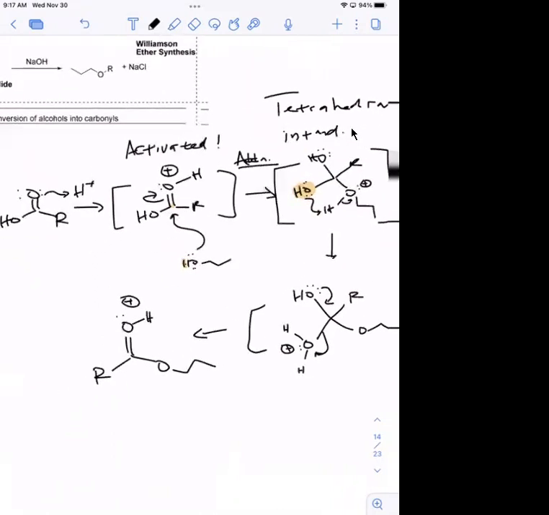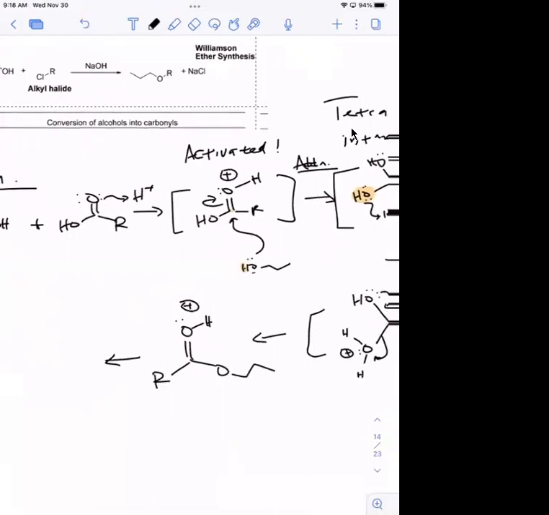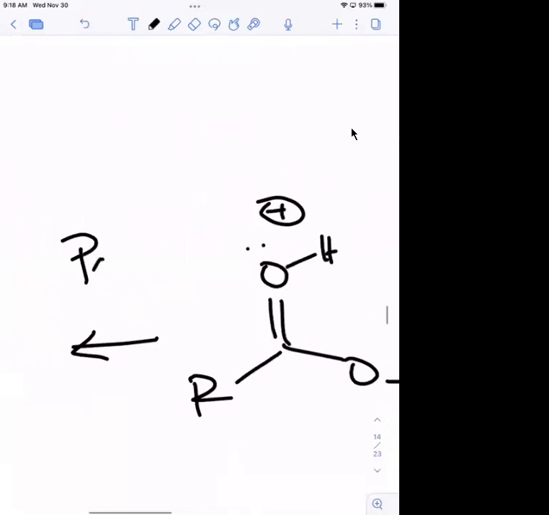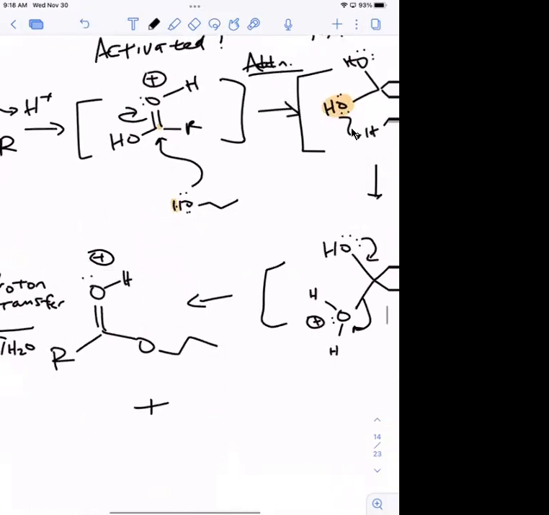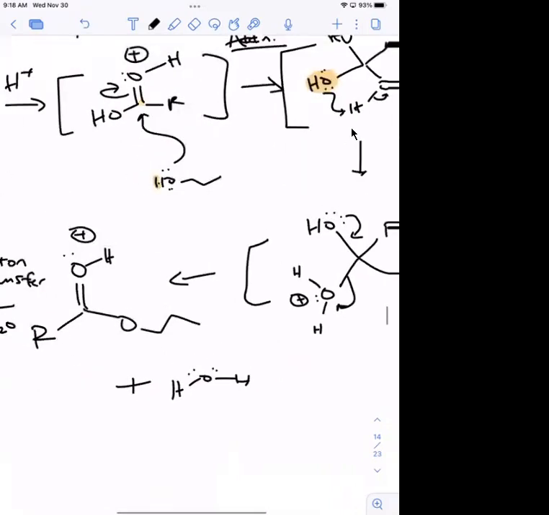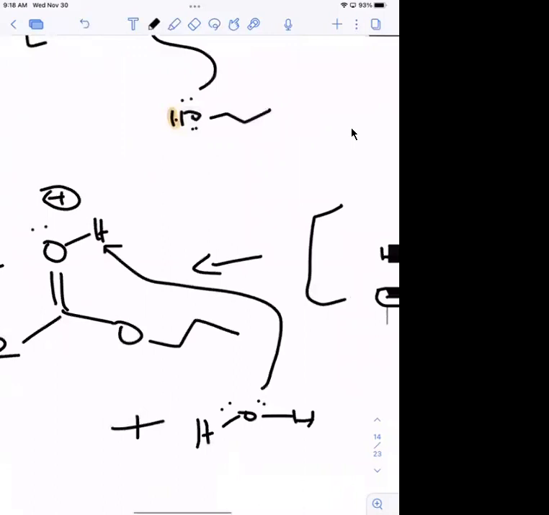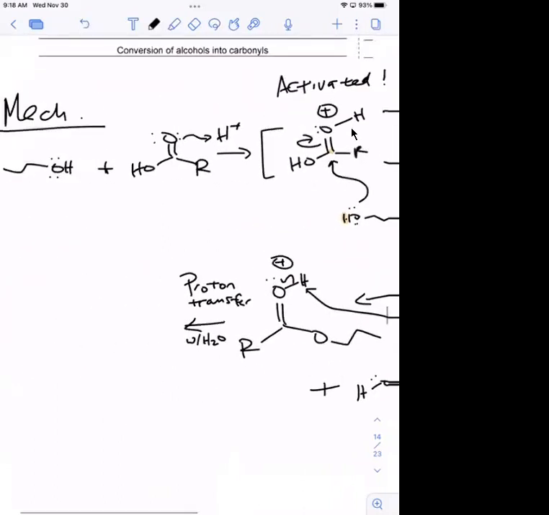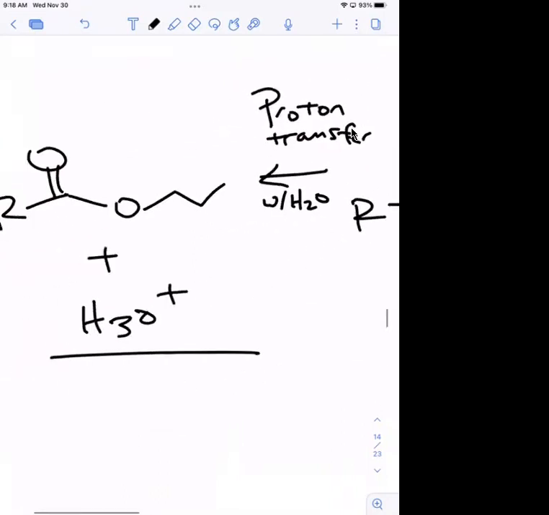So I'm almost home, right? This is close to an ester, but it's not quite the same. So I need to get rid of that proton. So I need to do another proton transfer with that same water that just left. Right, so I'm just going to pick that proton up like so, give these electrons back to oxygen, and then that'll get me to my ester, which is here. And I've regenerated the acid.